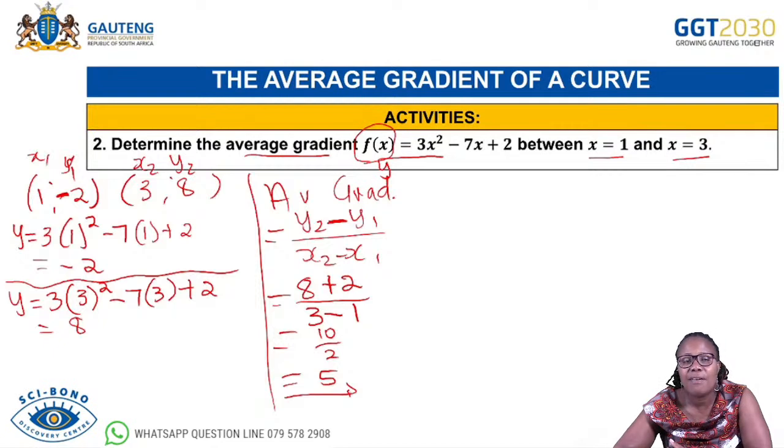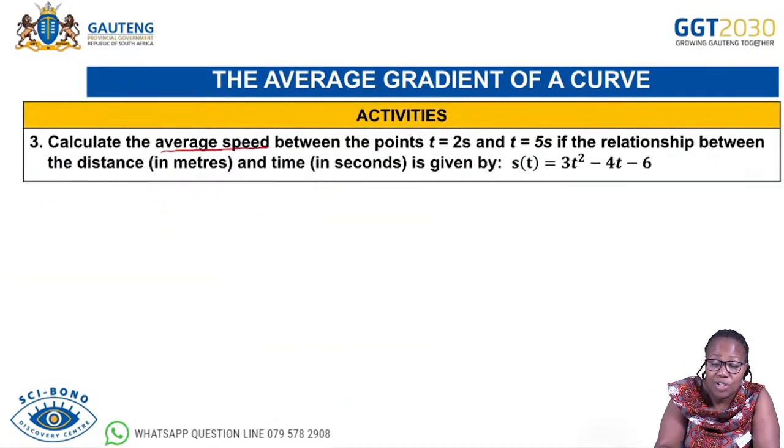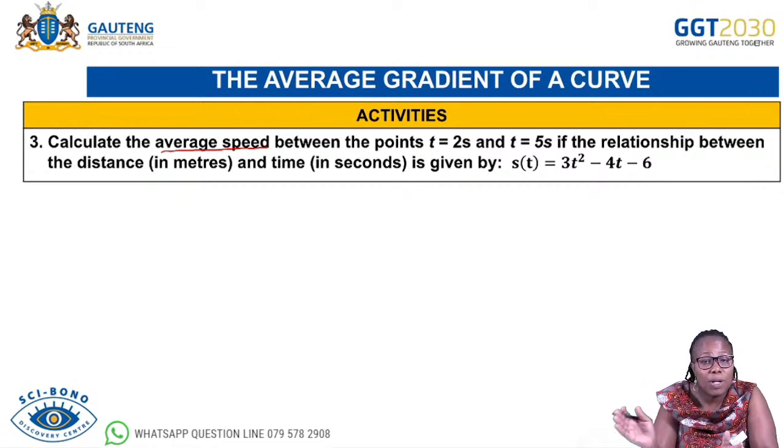We are calculating the average speed between the point T equal to 2 seconds and T equal to 5 seconds, if the relationship between the distance in meters and the time in seconds is given by S of T equal to 3T squared minus 4T minus 6. That means here is still the application of the average gradient because we are looking at the average speed. Can you see that, grade 12? Remember, we are using two points where x is equal to an x. In this case, we just have changed that to T equal to 2 and T equal to 5.